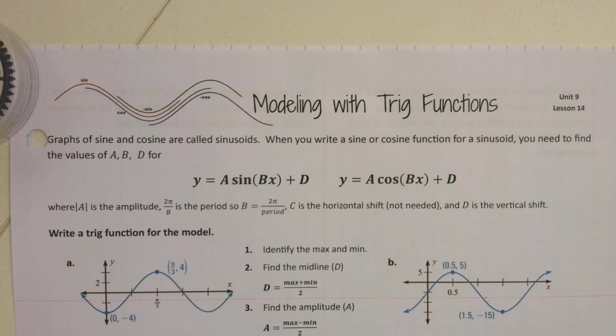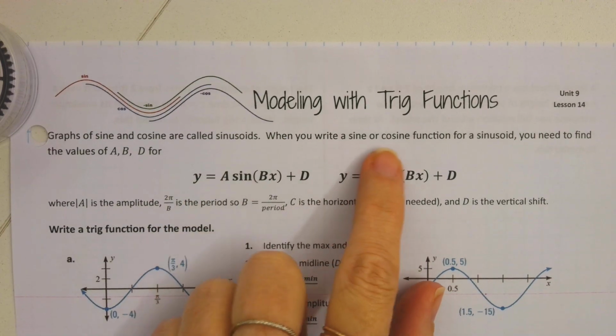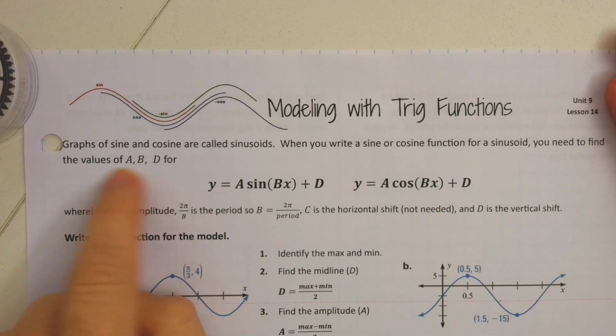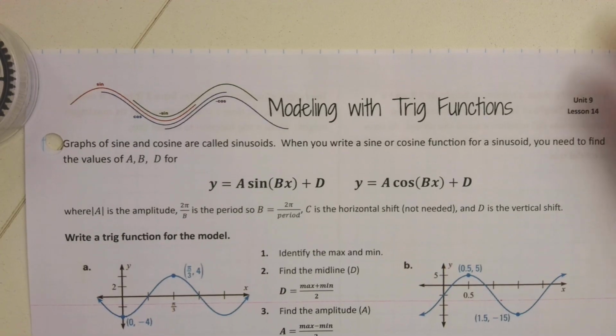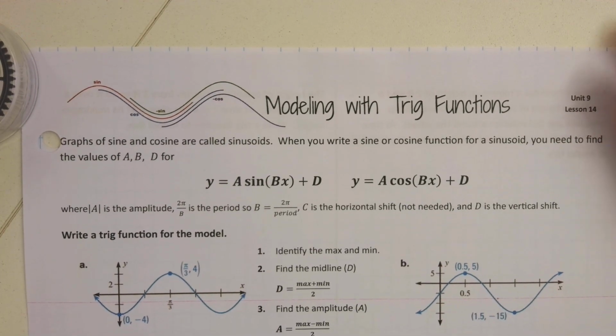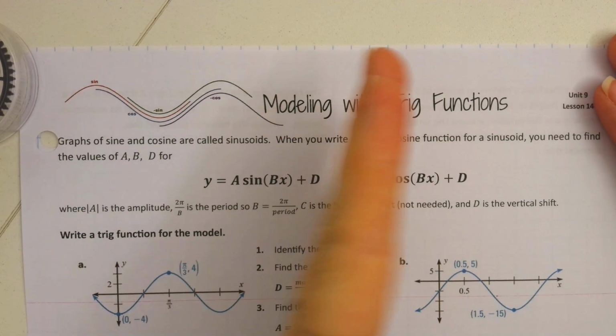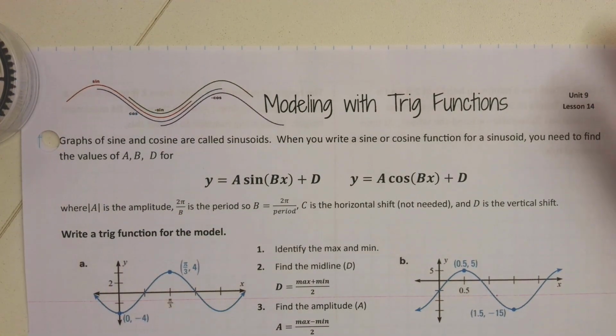Today we're going to learn how to write an equation of a trig function from the graph or even from a word problem. The graph of sine and cosine are what are called sinusoid functions. When you write a sine or cosine function for a sinusoid, we basically need to find the values of A, B, and D. Now, ironically, we actually don't need to find the value of C at all because C is just a left and right translation. It's basically called a phase shift.